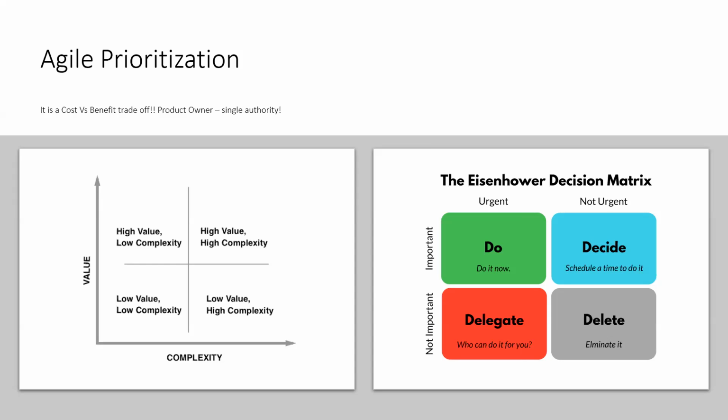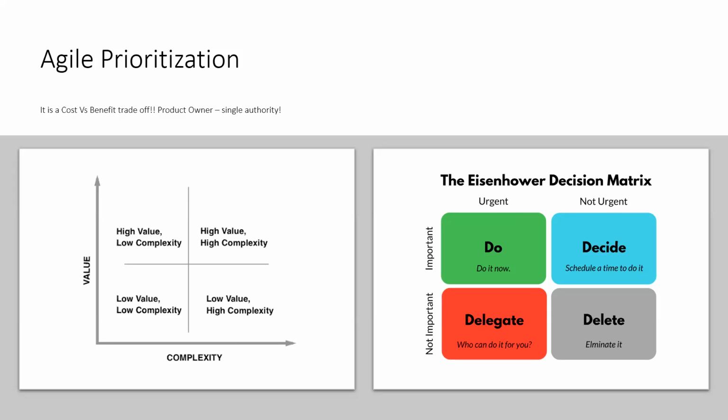On your right, you have the Eisenhower decision matrix. Here, again, it talks about what's important and what's urgent. There may be things which are urgent but not important. There may be things which are very urgent and very important. On the matrix, you see high importance, high urgency. We do it right away. Do it now. Whereas if it's not urgent but important, you can decide. You can schedule a time. You can plan.